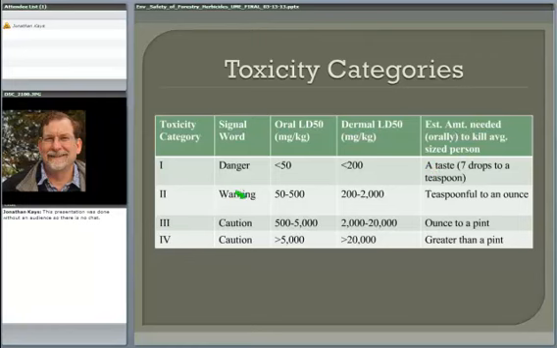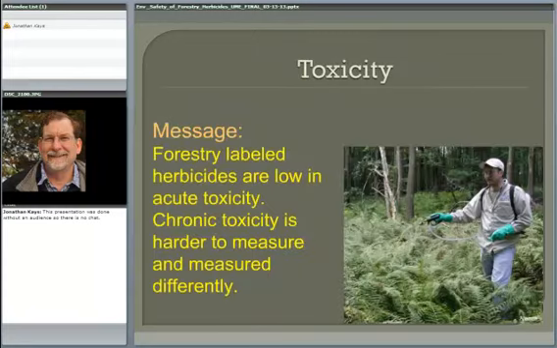Warning, 50 to 500, and you can see that goes up to a teaspoonful to an ounce. And all the materials here are greater than 5,000 milligrams per kilogram of body weight. You're talking about greater than a pint. So this would be material on the counter. For those of you who know what Roundup is, it would be like drinking more than a pint of Roundup. And you just can't even imagine that. So these are relatively low toxic materials that we're using here.